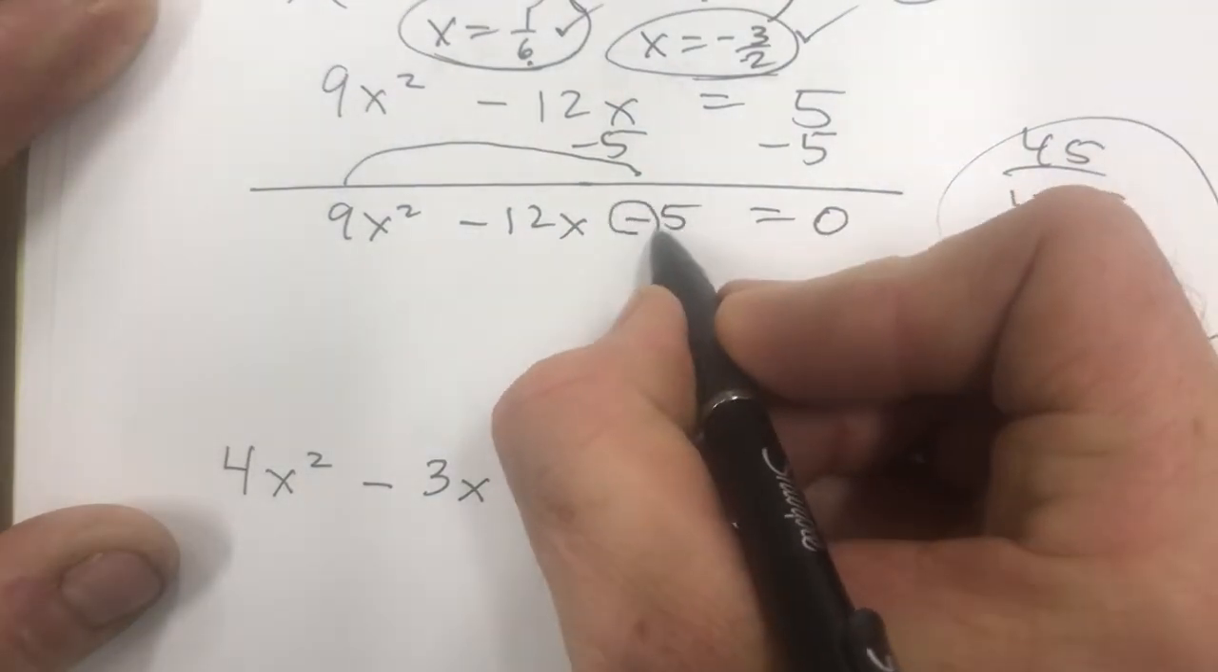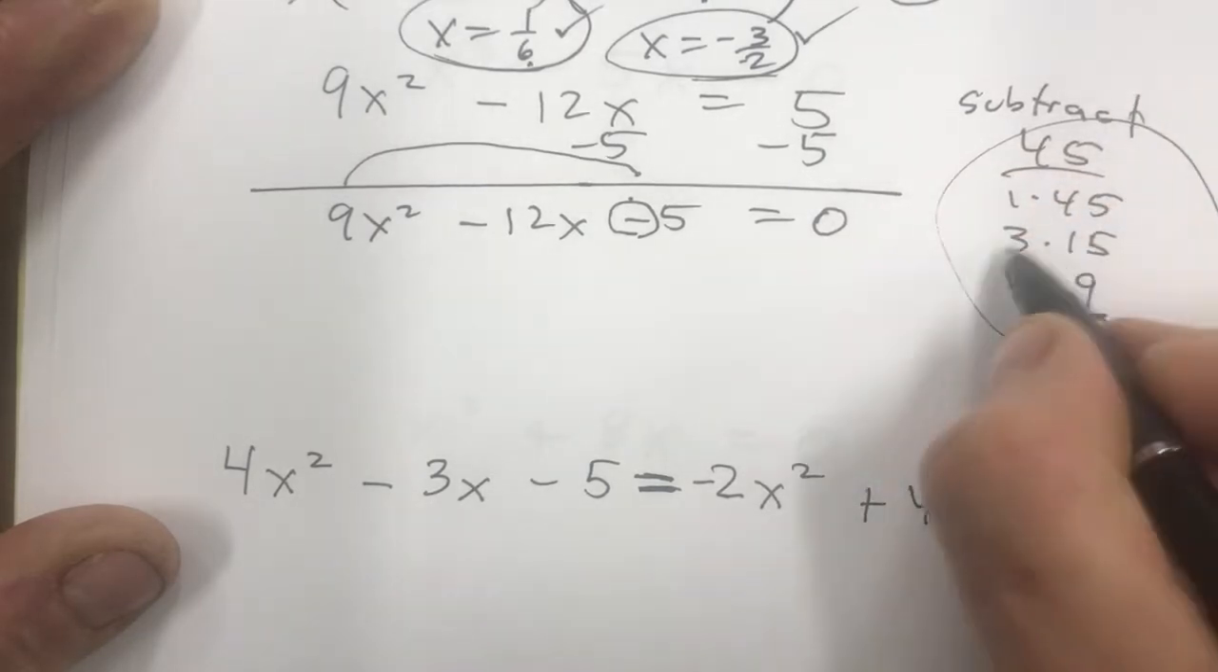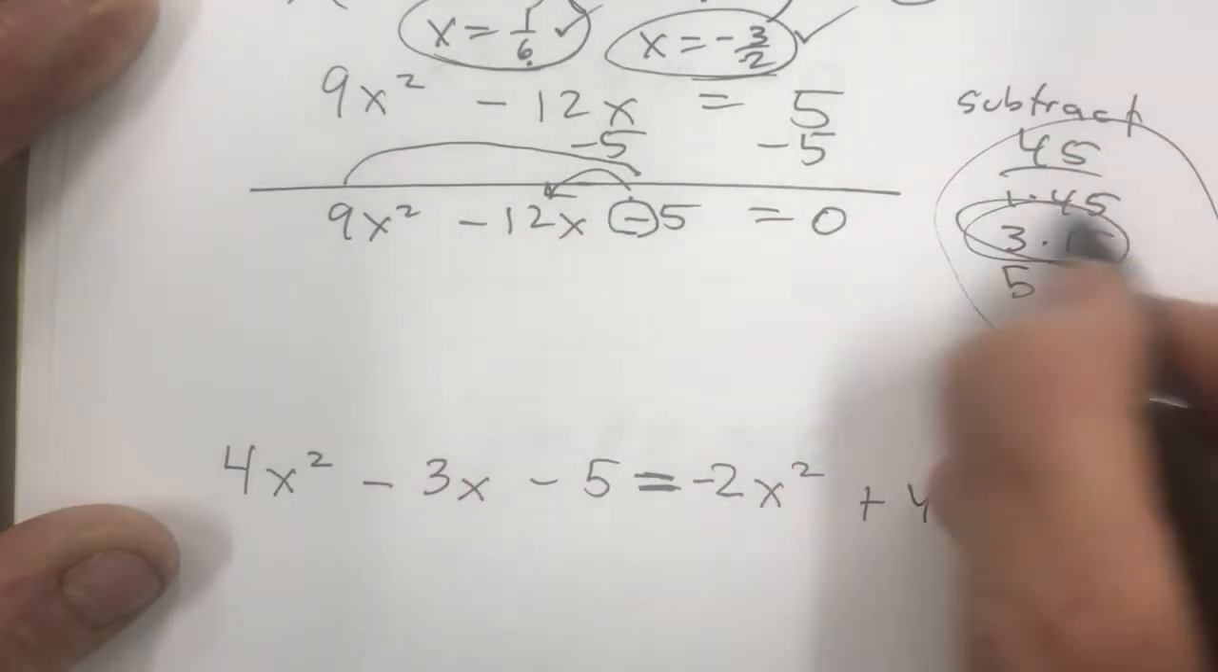Okay, now since there's a minus in front of that, I need to subtract. I've got to subtract these and get 12. Do you see it? Right there, 3 and 15.